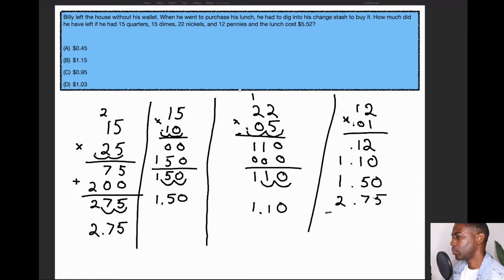We add all these together. 2 plus 5 is 7. 1 plus 1 is 2, plus 5 is 7, plus 7 is 14. Carry the 1 up here. 1 plus 1 plus 1 is 3, plus 2 is 5. Drop our decimal point down. In his stash, he had $5.47.